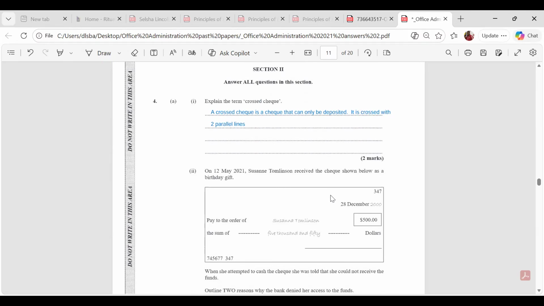Right. Now, section 2. Section 2, numbers 4, 5, and 6 will relate to a specific department. And the first question it asks you is a cross check. Remember, once a check is crossed, once it has the two parallel lines on it, it means it cannot be cashed. It must be deposited into an account.